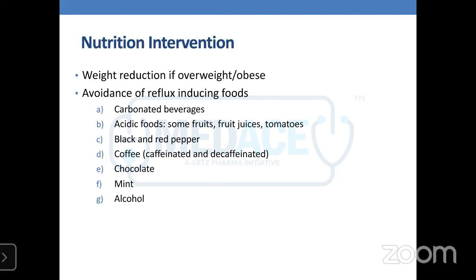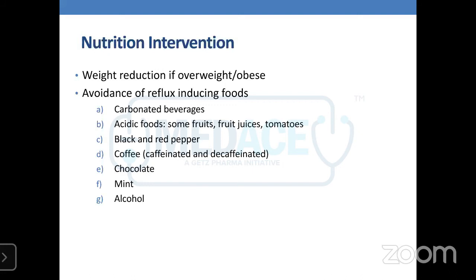So these foods and beverages include carbonated beverages, because they are associated with distension of the stomach; acidic foods, which include some fruits, fruit juices, and tomatoes, and they produce gastric acid, which irritates the esophageal lining. Black and red pepper is also associated with irritating the distal esophagus.